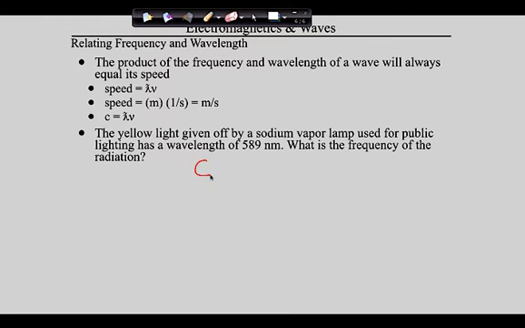So we've got c is equal to lambda nu. Guys, what are we solving for? c, lambda, or nu? We're solving for nu, so we need to know the others. And so, guys, c is 2.998 times 10 to the 8th, and that is meters per second. If you did not put units on your number, you probably just rode this blissfully into the ground.